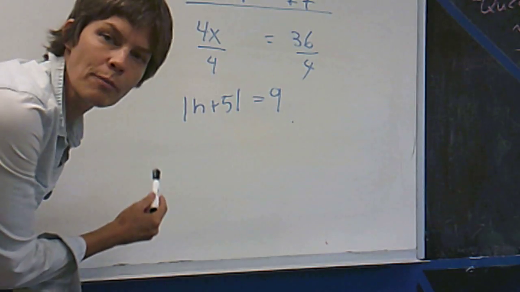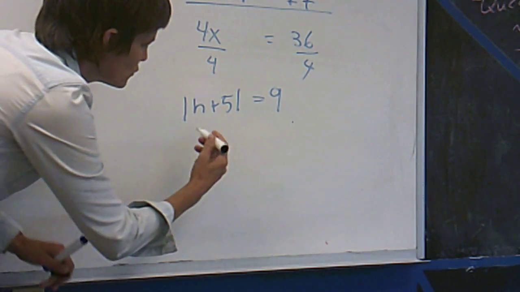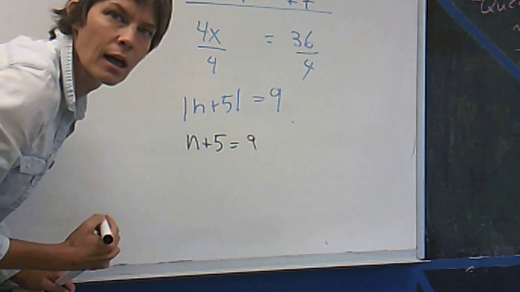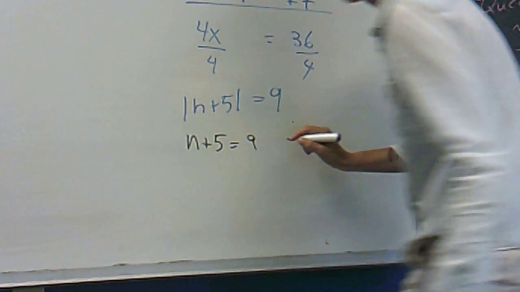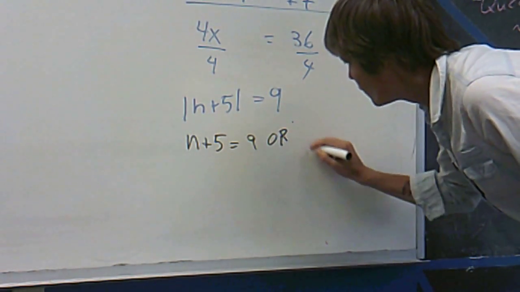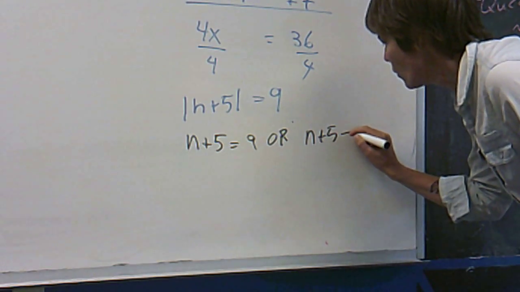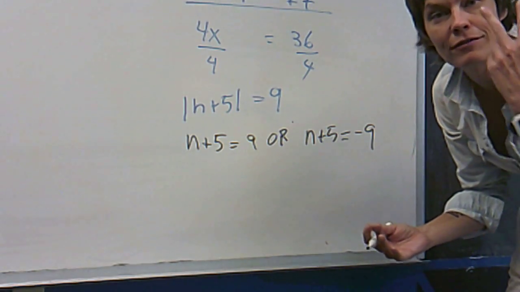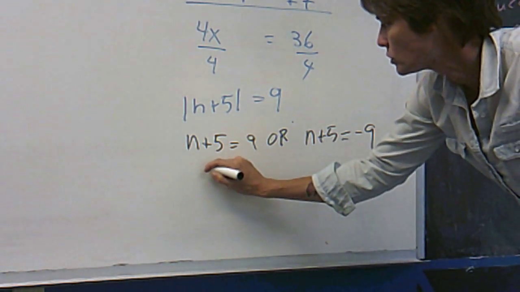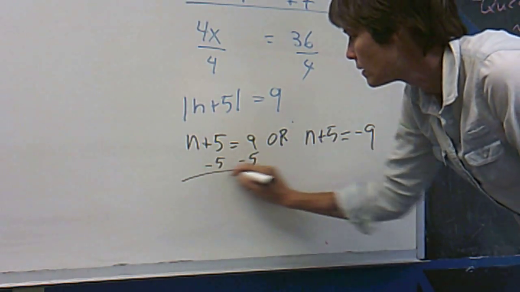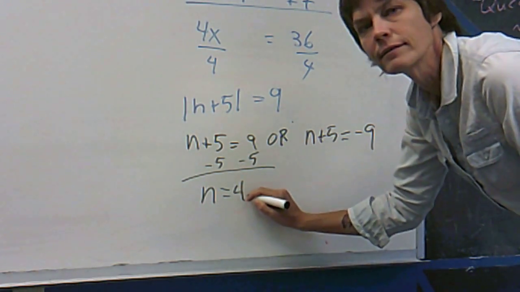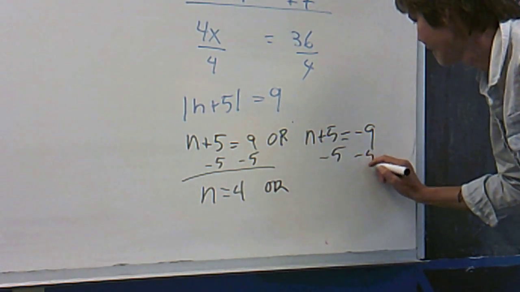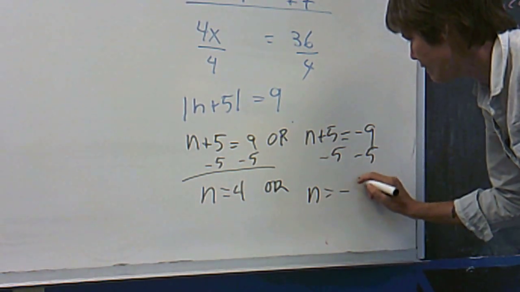So, here's the spot where you're going to split it. You say n plus 5 is 9, or n plus 5 was negative 9. We don't know which one it was. We have to have 2 answers. So now we solve these. n is 4, or n is negative 14.